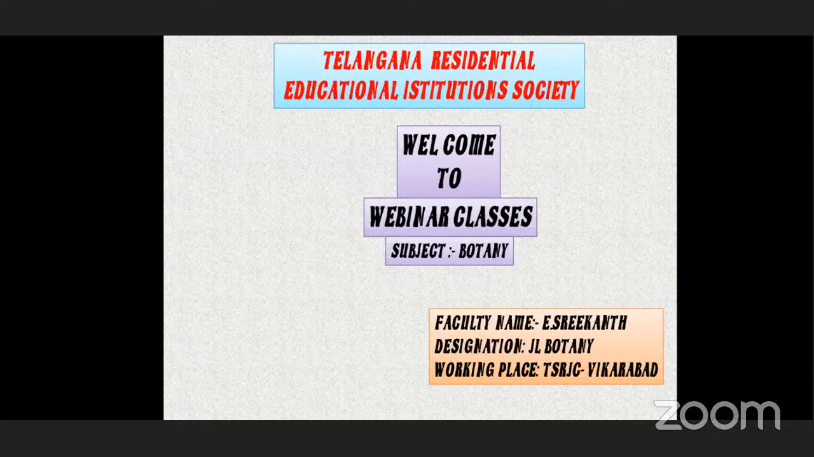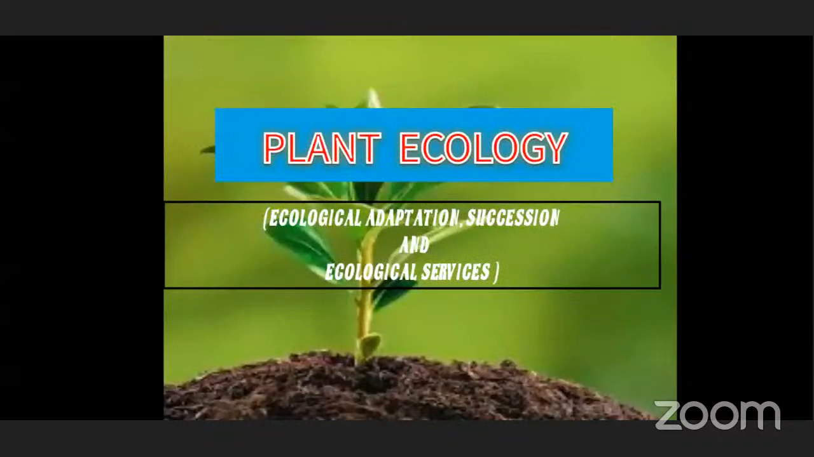Students, this is the last unit in your first year botany. The unit name is plant ecology. So, what is the unit name? Plant ecology. This is the last unit in your first year botany. And in this unit, the chapter is ecological adaptation, succession, and ecological services.